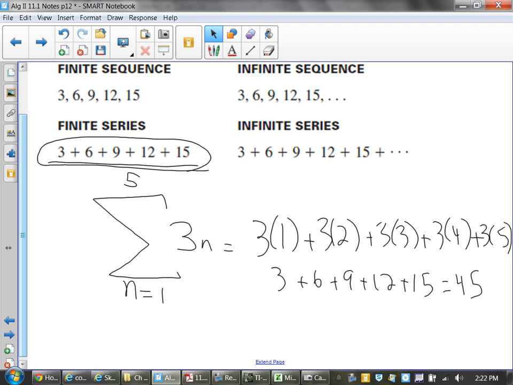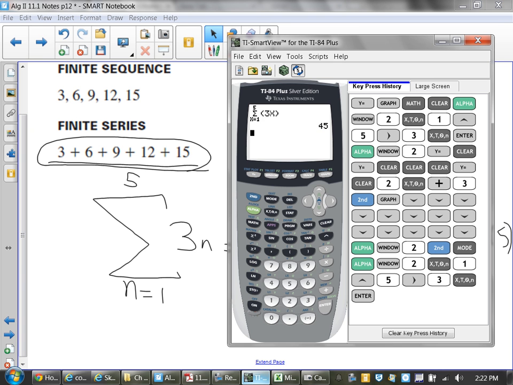Would you believe it if I told you there's an easier way to do this? Hit alpha, window, number 2. Take a deep breath. Alpha, window, 2. And you get summation notation on your calculator. You should never, ever, ever get a series problem wrong when you have to add things together.